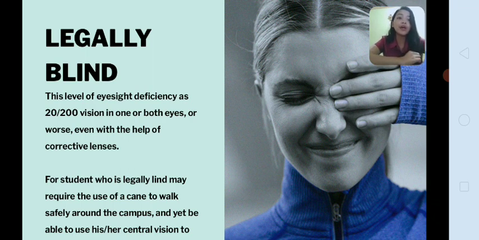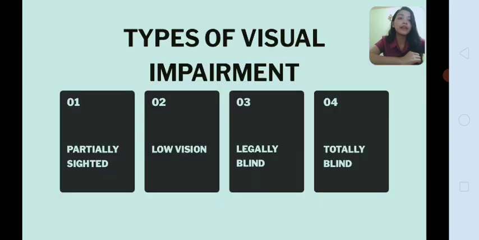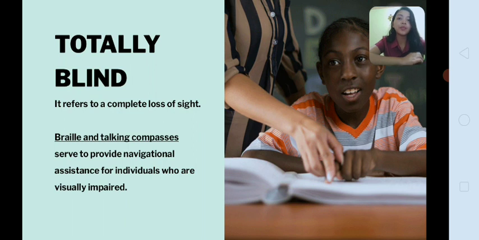And lastly, we have the totally blind. Totally blind refers to a complete loss of sight. Students who are totally blind really require braille and talking compasses to provide navigational assistance.